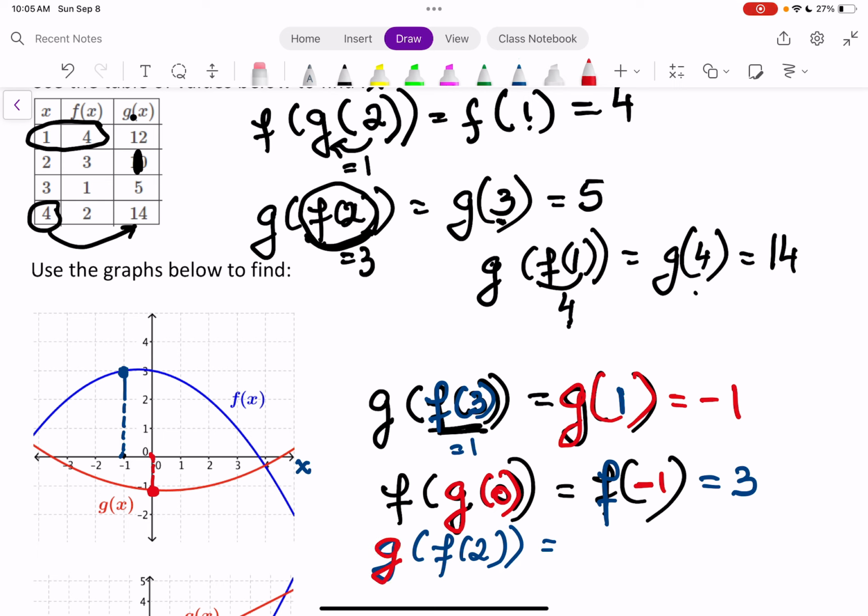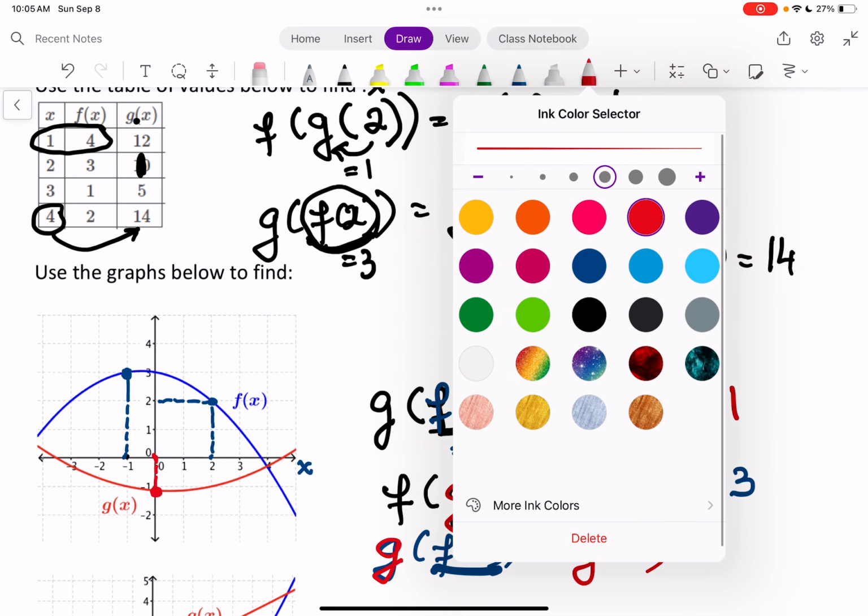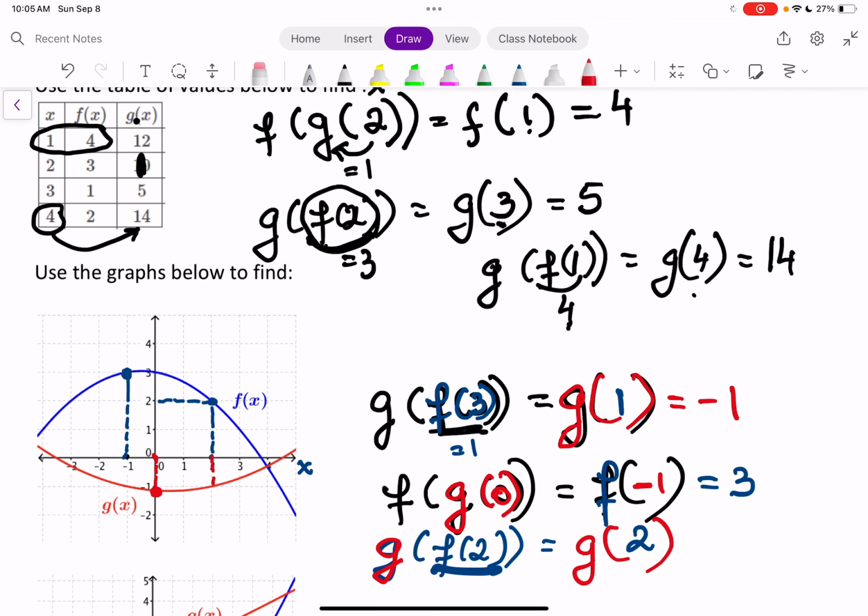So look at the graph where x is 2 and read f of 2. Well, f of 2 looks like it's 2, right? Now take that and put it through the g function. Now at 2, g of 2 looks like, again, it's -1.